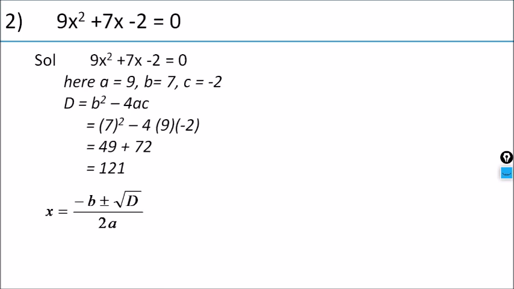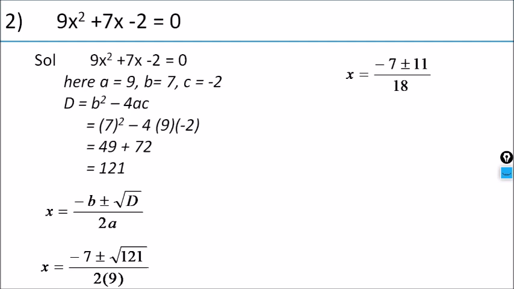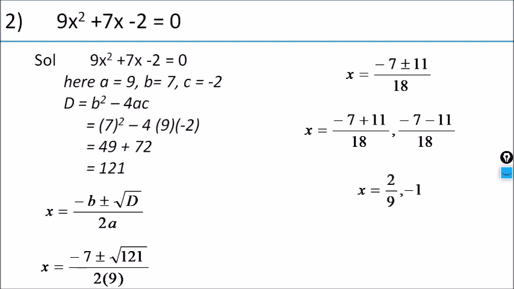Let us apply the quadratic formula, which is minus b plus minus root D upon 2 times a. By substituting the values of a, b and D, we get minus 7 plus minus root 121. Square root of 121 is 11, upon 18. Again the two cases, in the first case considering 11 positive, second case 11 negative. So x is minus 7 plus 11 upon 18 and minus 7 minus 11 upon 18. By simplifying this, we get 2 by 9 and minus 1.